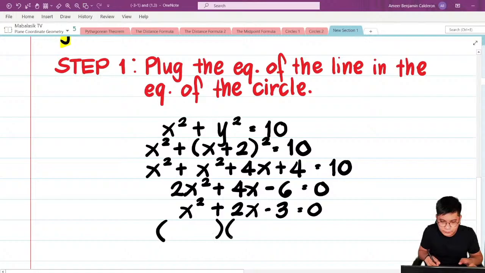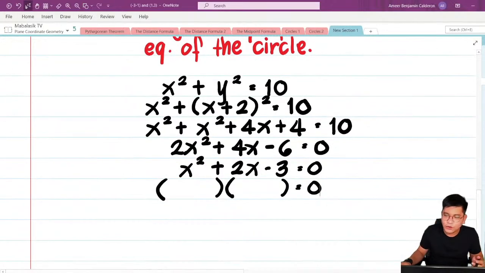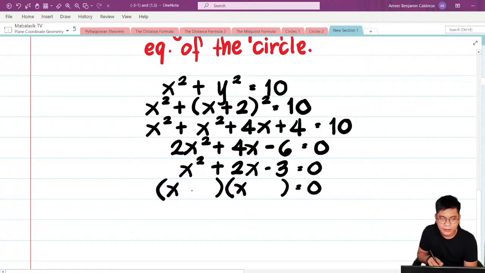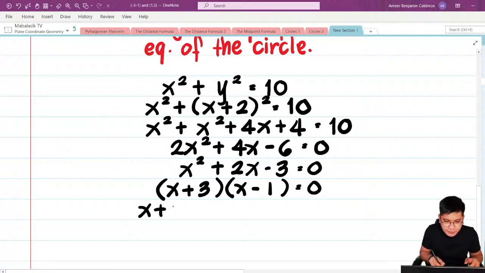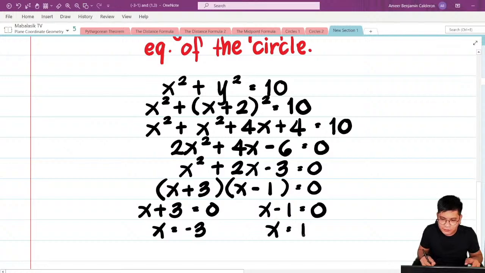And then we can factor. So what are the factors of x squared plus 2x minus 3? The factors are, of course, x and x, right? We have a positive 3 and a negative 1, such that if we multiply 3 times negative 1, that's negative 3. And then 3 minus 1, that's a positive 2, the middle term. And then we use the zero product property. So we equate each factor to 0. So x plus 3 is equal to 0. And x minus 1 is equal to 0. So the x values are negative 3 and positive 1. Let us check if our x values are negative 3 and positive 1.